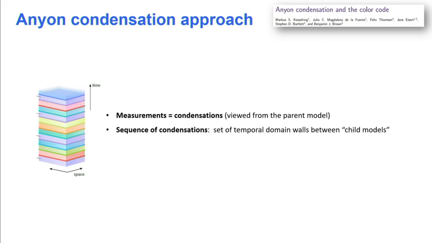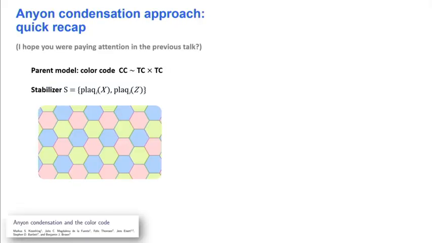Now we'll introduce the dynamic automorphism codes at a high level. We use the ideal condensation approach that Julio introduced in his talk. What we really need from it is the fact that in this framework, measurements become condensations from an appropriate parent code for the entire Floquet code. Again, to introduce notation, I will just remind you how the honeycomb code works.